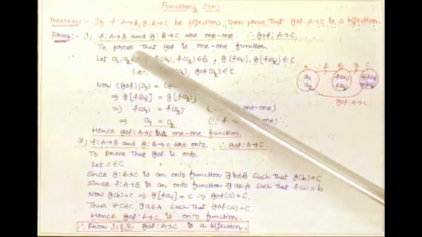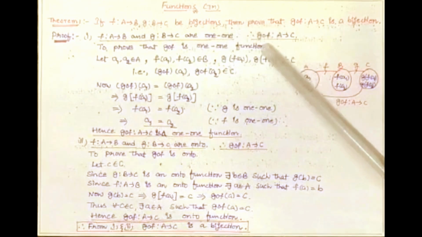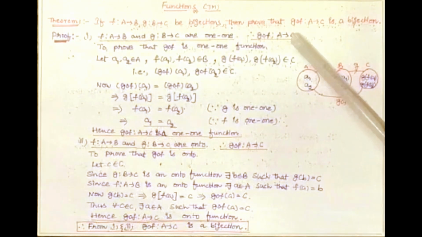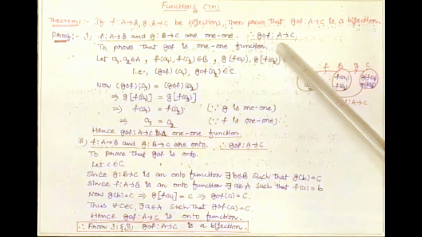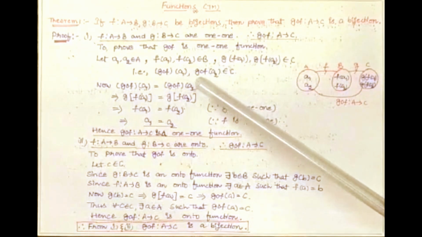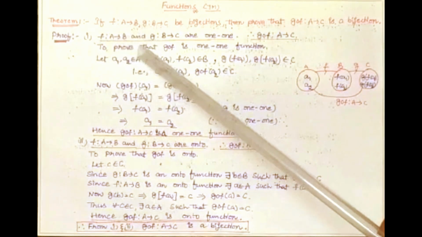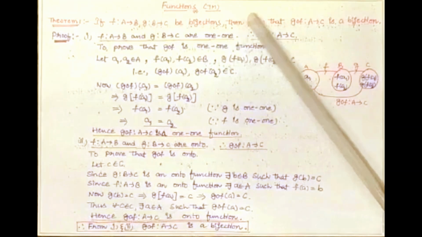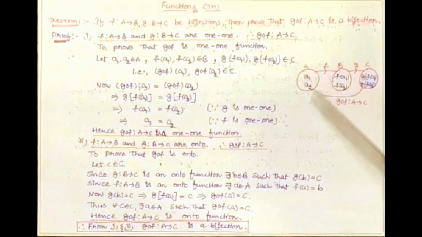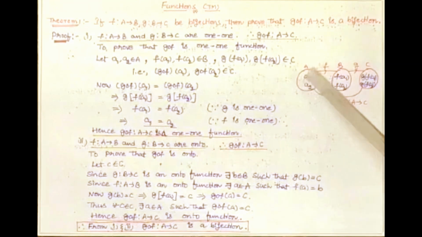Number 1, if f: A to B and g: B to C are bijections, then g∘f: A to C is also one-one and onto. In the first one, we have to prove f: A to B and g: B to C are one-one, so g∘f: A to C is one-one. Now I consider two elements in the set A, a1, a2.